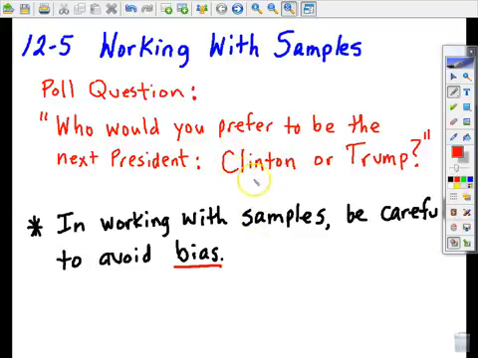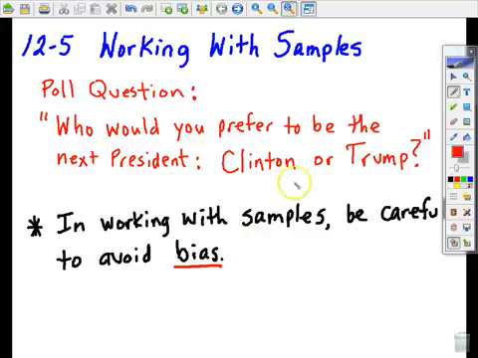For example, if I only go into known Democratic locations and ask this question, obviously the answer is going to lean more towards Clinton. If I go to some of the southern states that are known to be more Republican, and I ask this question, then obviously the results are going to skew more towards Trump. And that's what we call in statistics having a sample that includes bias.